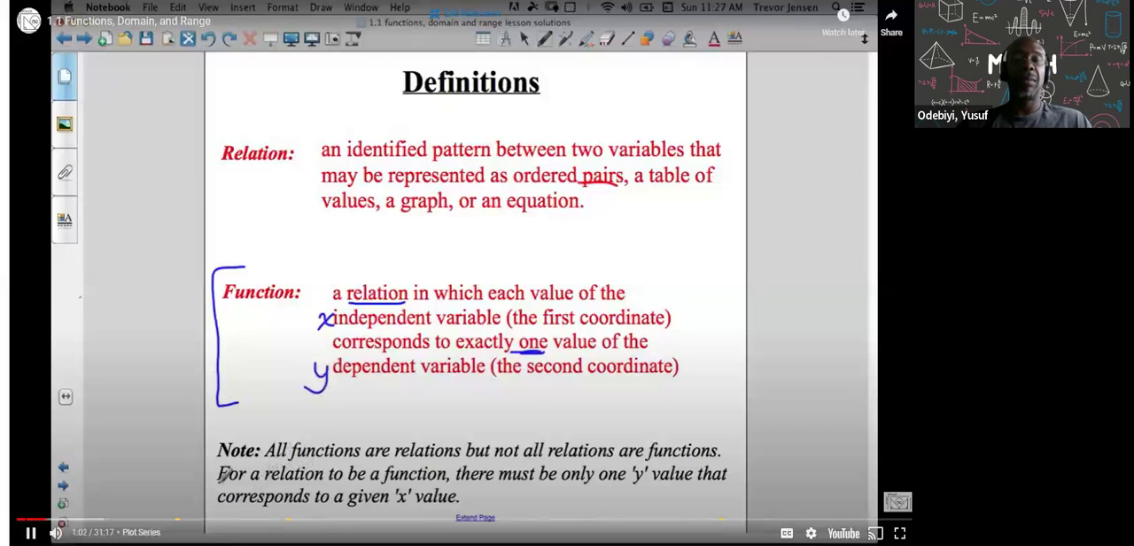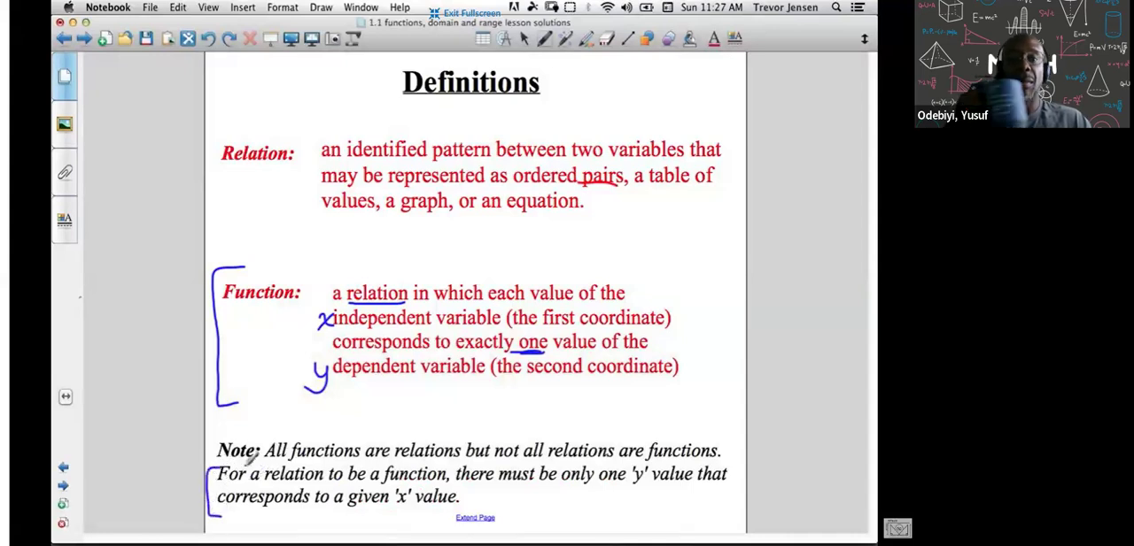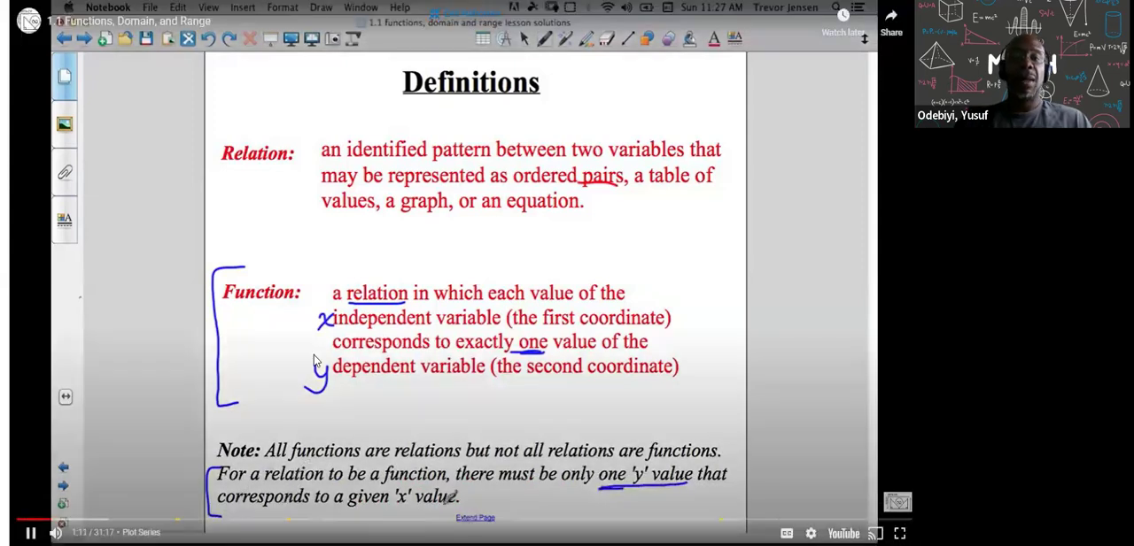More simply put, for a relation to be a function, there must only be one y value that corresponds to a given x value. That's the most simply put definition there. For a relation to be a function, there must only be one y value for every x, okay?